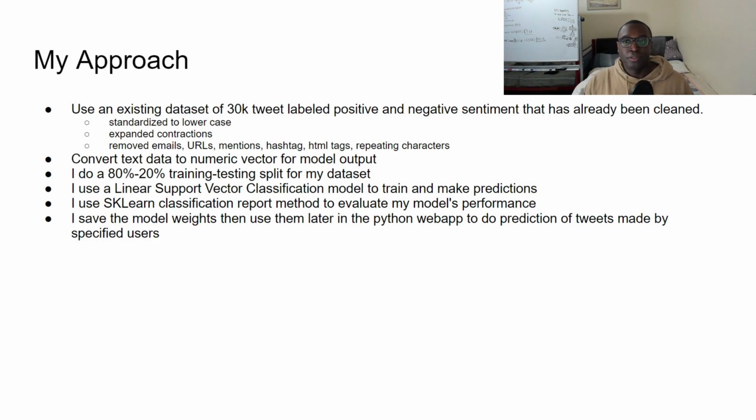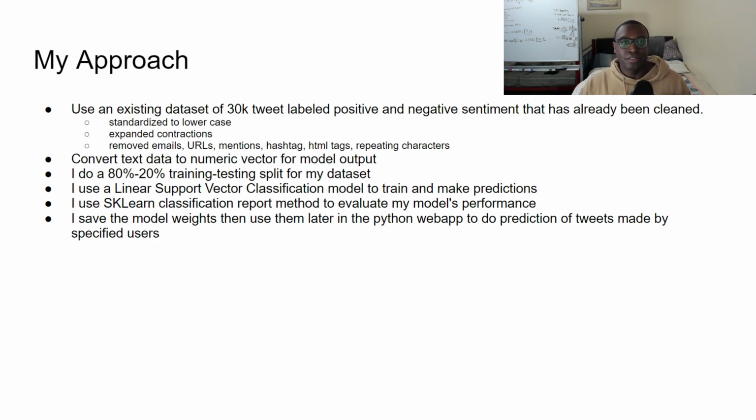My approach to building my tool is to just use an existing dataset of 30,000 tweets, labeled positive and negative. They're already clean. I will have to implement my own cleaning function later on when I'm actually grabbing tweets from people's Twitter accounts, because I need to clean those of emojis and stuff like that.